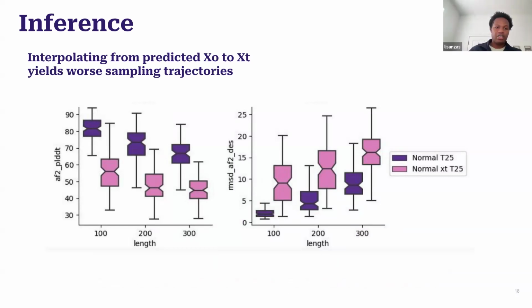So in this case, we task the model with generating 100 structures. And then we take those 100 structures with their sequences, and we run those sequences through AlphaFold. And then here we compare how well the AlphaFold predictions of the sequence correspond to the actual structure.